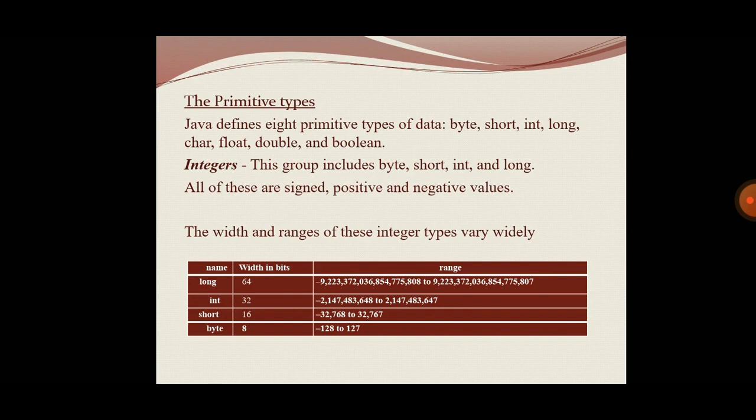Primitive data types: Java defines 8 primitive data types: byte, short, int, long, char, float, double and boolean. This group includes byte, short, int and long, and all of these have signed positive and negative values. The tabular column shows the name of the data type with its size in bits as well as the range. Long is 64-bit, int 32-bit, short 16-bit and byte is 8-bit.